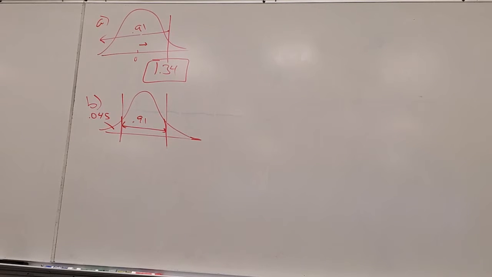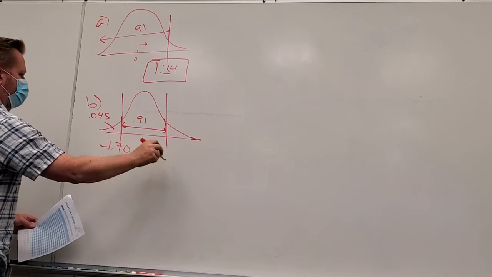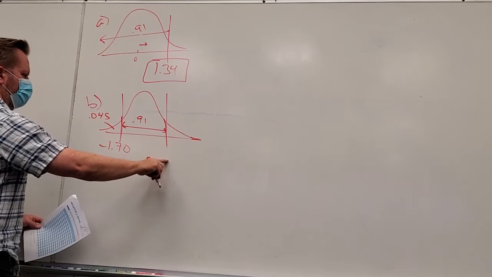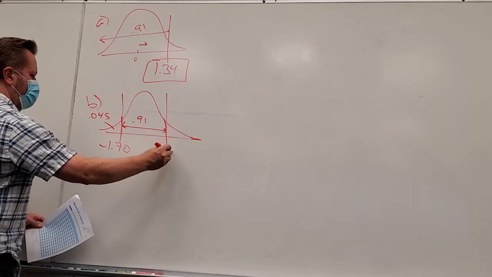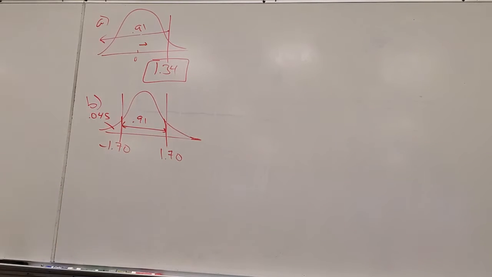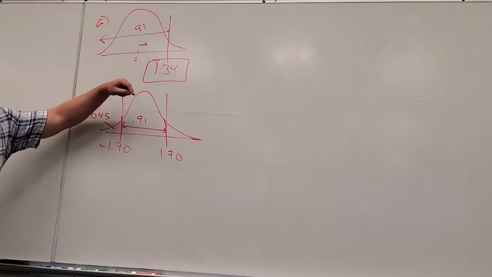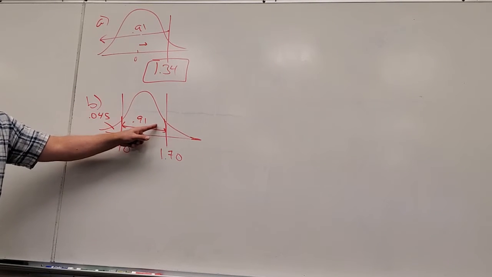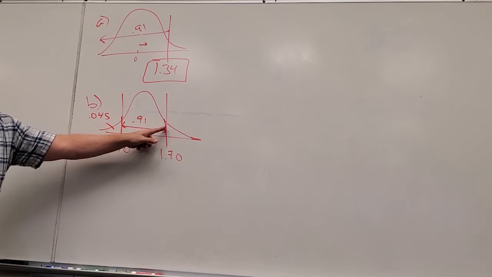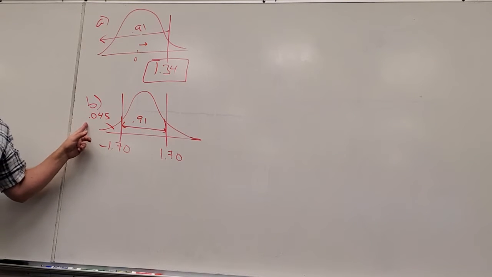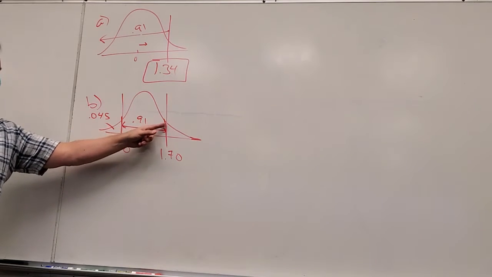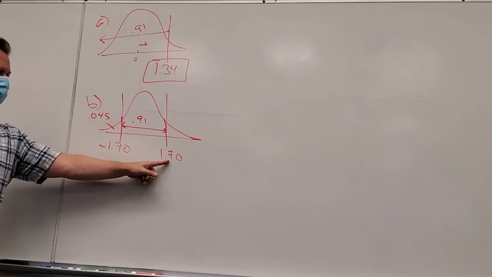Negative 1.7, yeah. So this one's going to be positive 1.7. Now, if you don't trust me, what area is below this z-score?